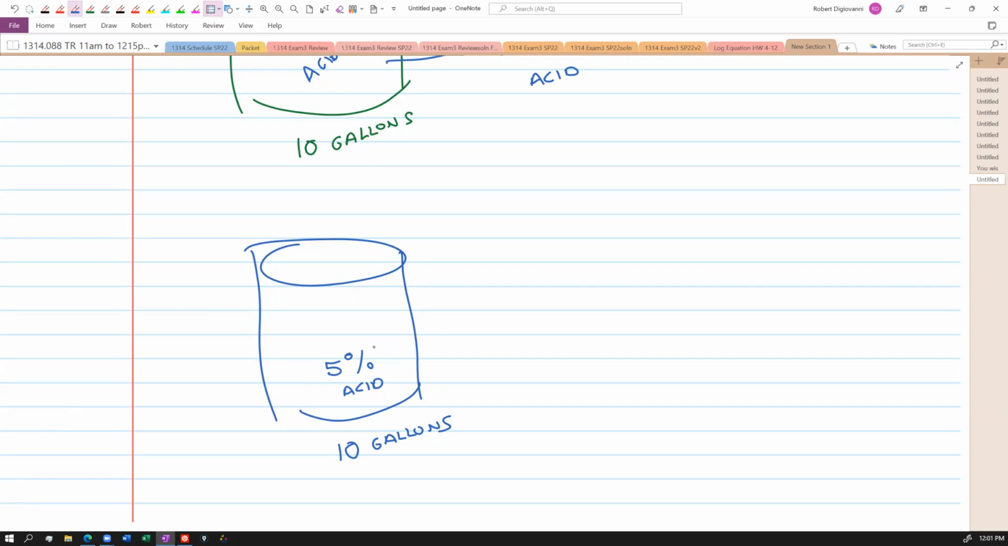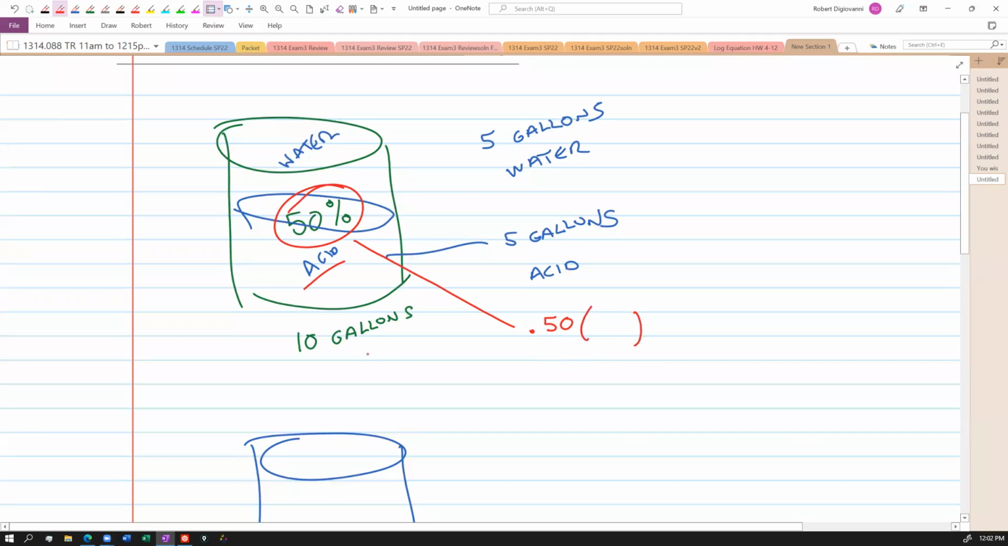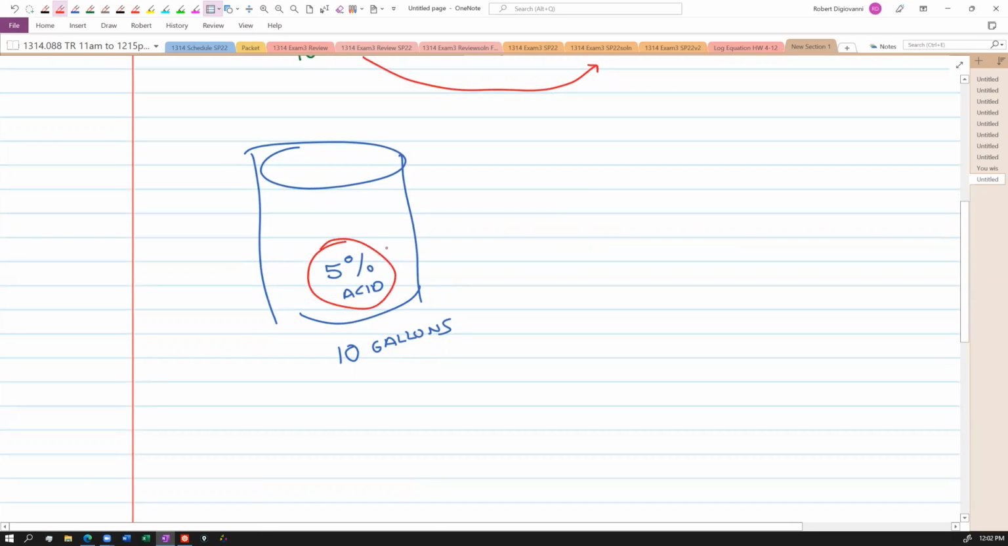So the way you're doing this, the mathematical way, come back up to this. You know how we said 50% of this was acid? What you're doing is taking that 50%, converting it to a decimal, and multiplying it times how many gallons you have, 10. 0.5 times 10 gives you the 5, and that's where this 5 is coming from. That's mathematically what's happening.